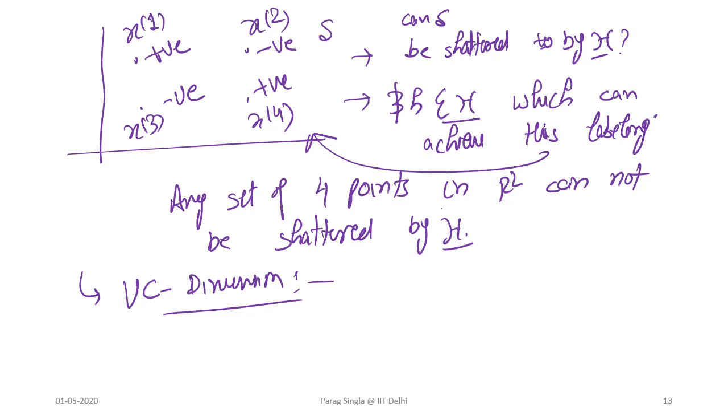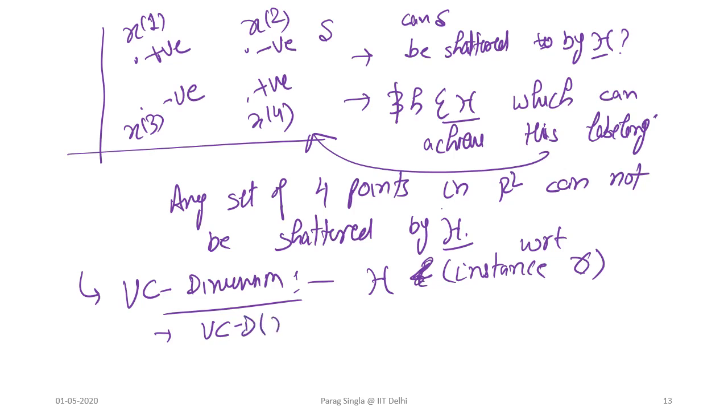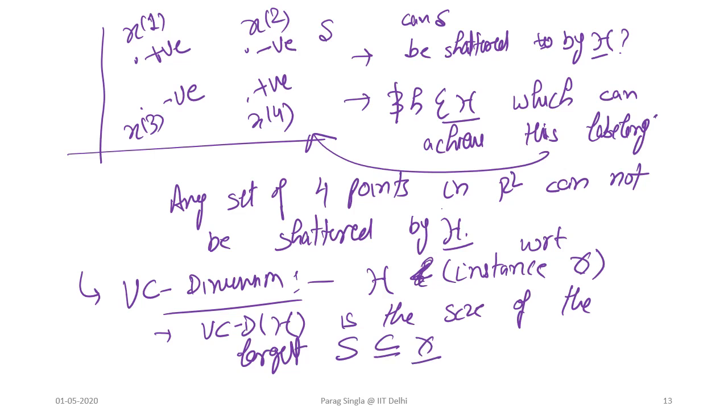But let me just give a preview of what VC dimension is. Given a hypothesis class H defined over an instance space X, the VC dimension of this hypothesis class is simply the size of the largest set S, a subset of the instance space, that can be shattered by H.